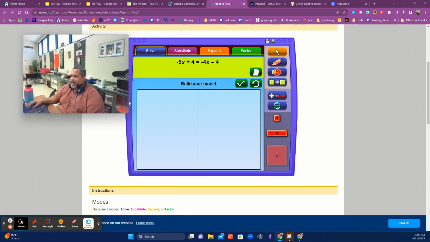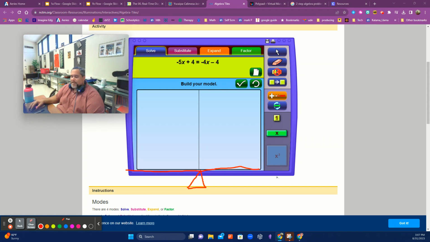Remember, this algebra tile model is very similar to what you worked with on the balance. It basically is the balance. In fact, if you wanted to think of it like this, here's the middle right here, and here's the left side, and here's the right side. You could totally think of it that way, and you'd be correct.